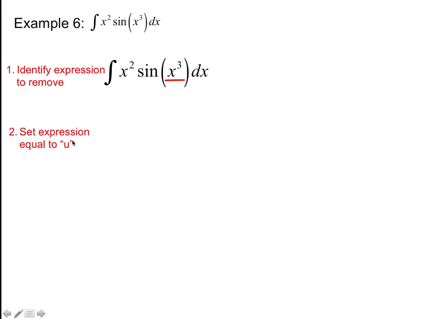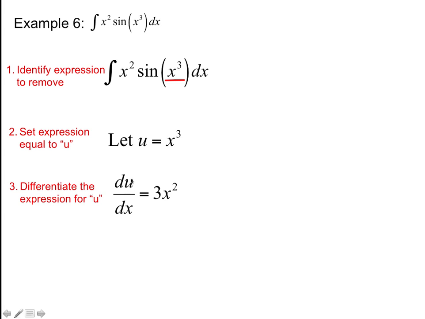Step 2, we're going to set that equal to u. Then step 3, we're going to differentiate this, so we end up with du/dx equals 3x squared. Step 4 is solving that for dx. We multiply both sides by dx, and then divide each side by 3x squared to solve for dx.